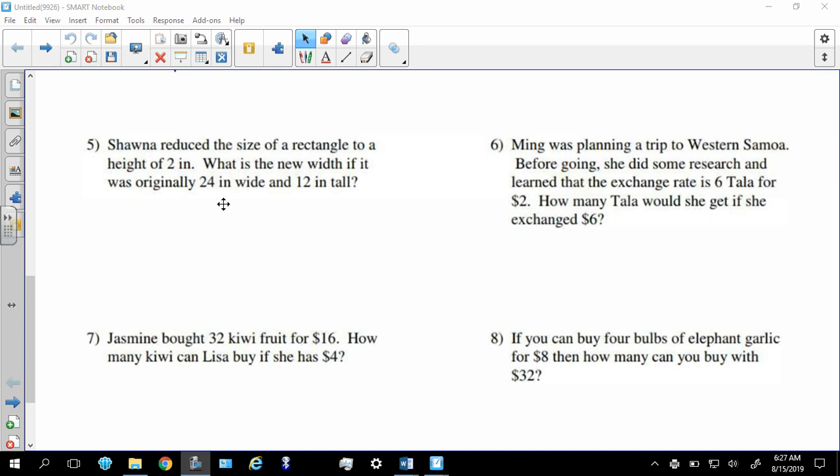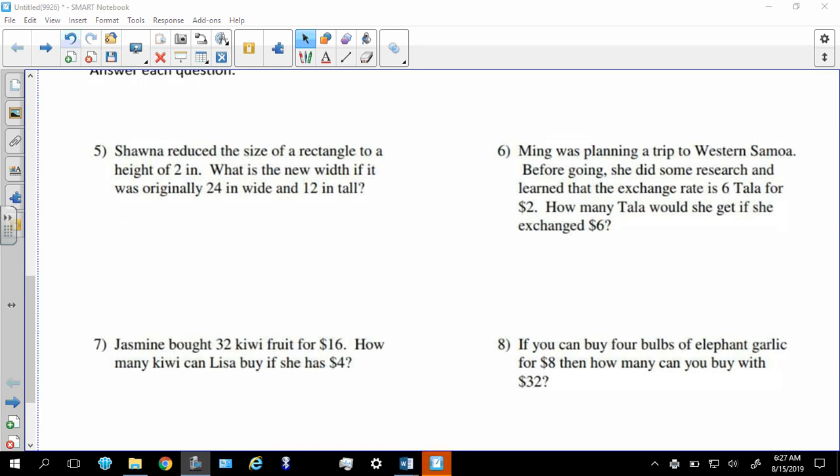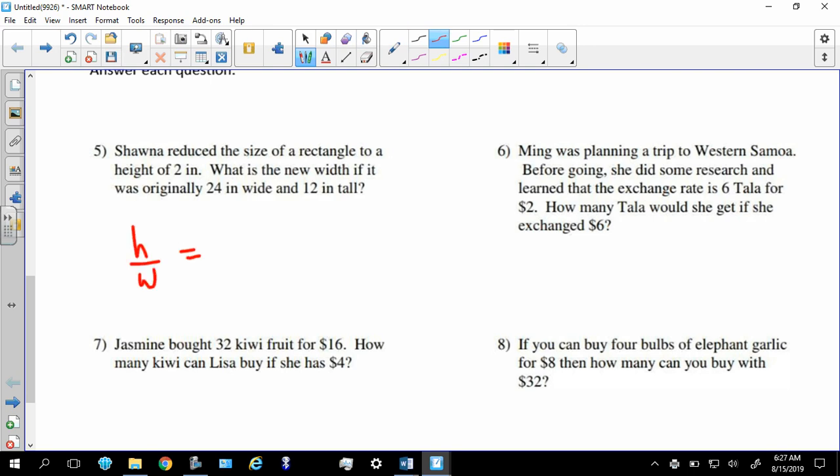Sean reduced the size of the rectangle to a height of this. What is the new width? I'm just going to do height over width. So we know that the new height is 2, but we don't know what the new width is. So x is equal to the new width, if the original is 24 over 12.